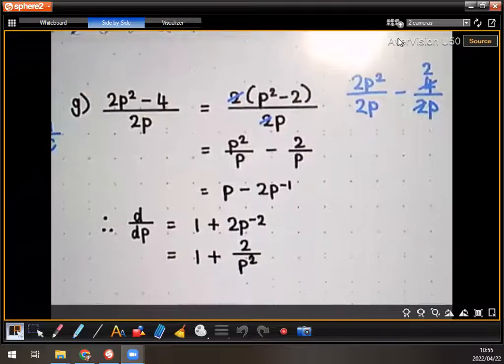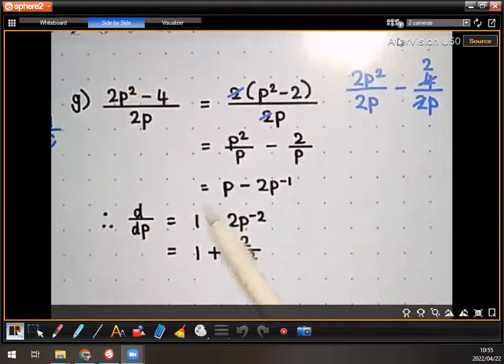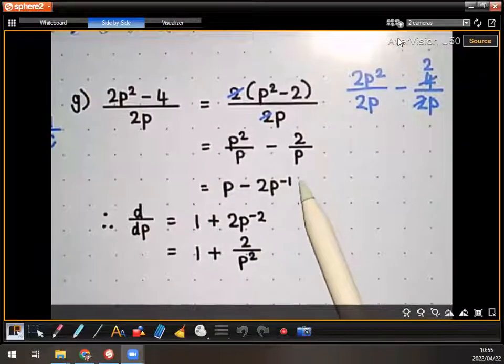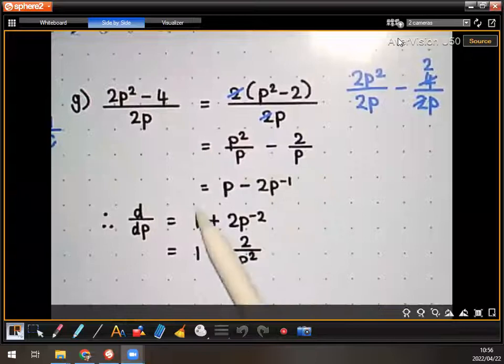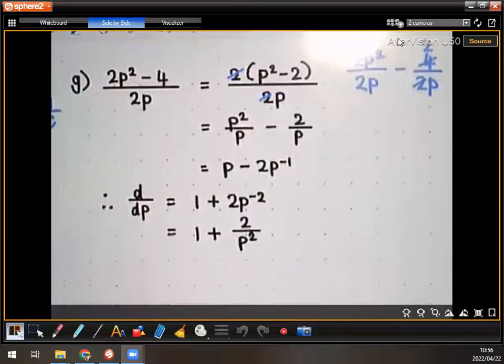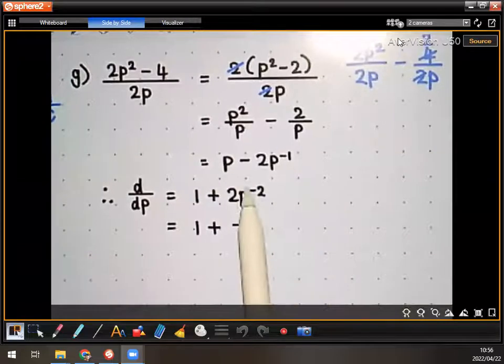And then you need to find the derivative there. The derivative of p is just 1. For this one, you have a negative 2 there. So when you bring down negative 1 to the front, you're going to say negative 2 times negative 1, which is plus 2. And then p to the negative 2 from there. And then you must just move the p to the bottom of the fraction.